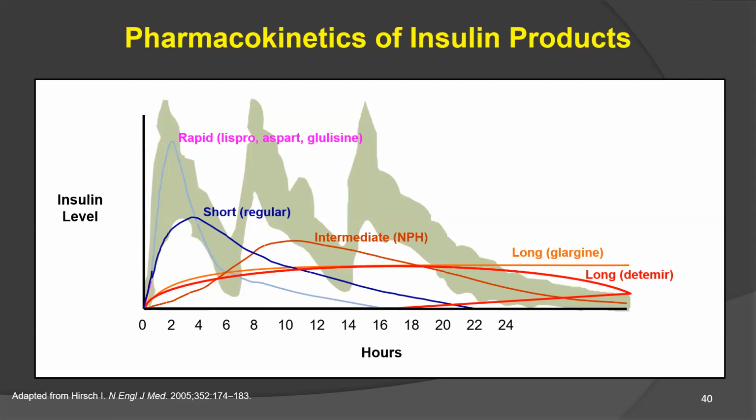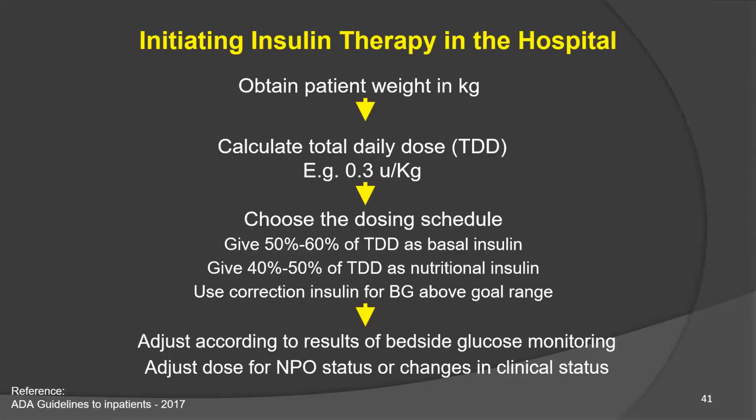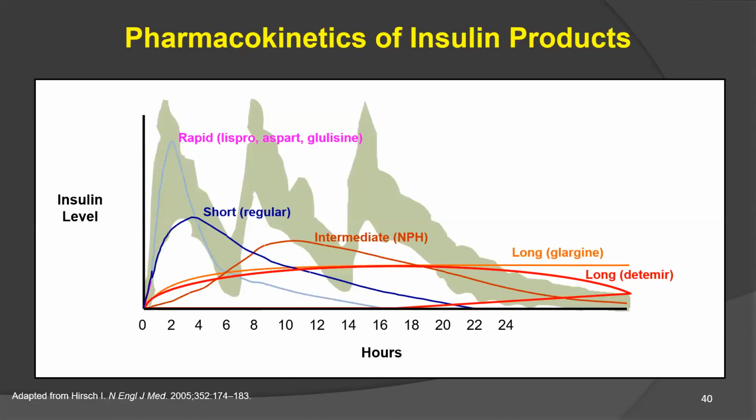Again, the pharmacokinetic time action profile of insulin products. You can see here how the rapid acting insulin works with peaks and rapid control, whereas the intermediate has a near 12 to 14 hour effect, and the basal long acting one has a 24-hour profile.